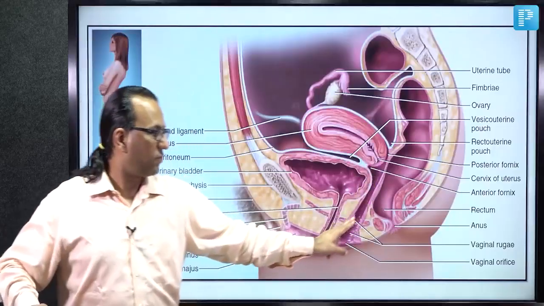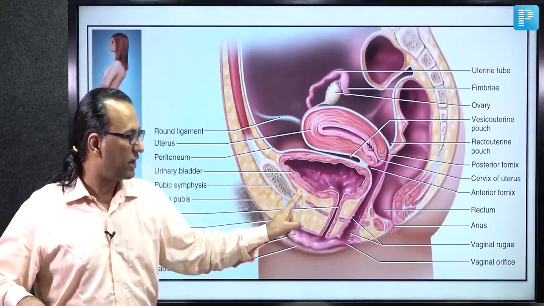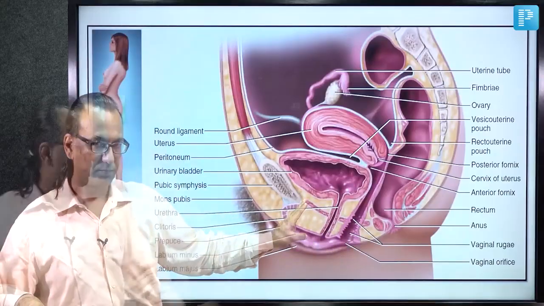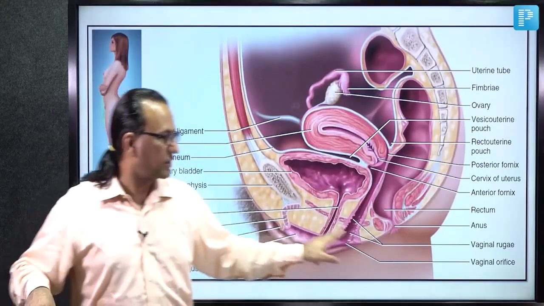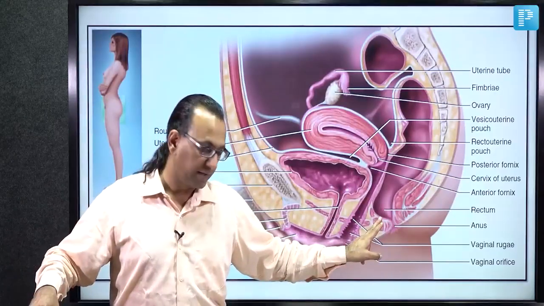You can find the vagina was passing through the deep perineal pouch along with the urethra, and we need to magnify this area now. And here also you can see that is the perineal body attaching to the perineal membrane posteriorly.